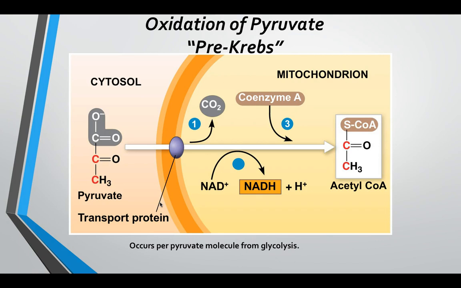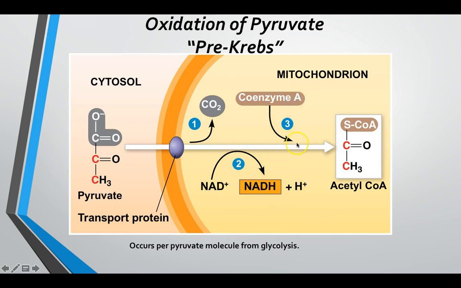So you start off with a pyruvate molecule. Here you have your 3-carbon compound. Carbon dioxide is removed. The compound is oxidized. That oxidation reduces nicotinamide. These reactions are going to be coupled. Your redox reactions will be coupled. One thing's being oxidized, something else is being reduced. Nicotinamide is going to be reduced to NADH.